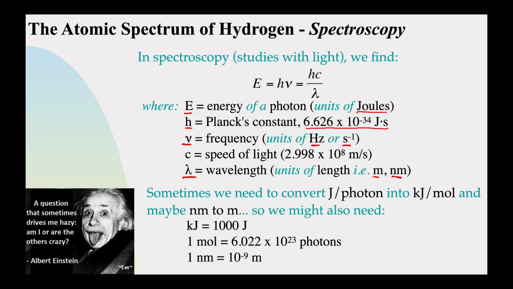In addition to the energy of a photon, which would be like joules per photon, it will sometimes be nice to think about the energy in kilojoules per mole. So we need to throw a couple more constants and conversions in. Remember that a kilo of anything is 1,000, so a kilojoule would be 1,000 joules. A mole can be used with Avogadro's number. In this case, a mole of photons would be 6.022 times 10 to the 23rd photons. And finally, a nano is 10 to the minus 9, so a nanometer is 10 to the minus 9 meters.